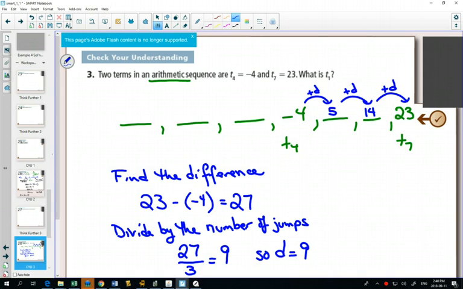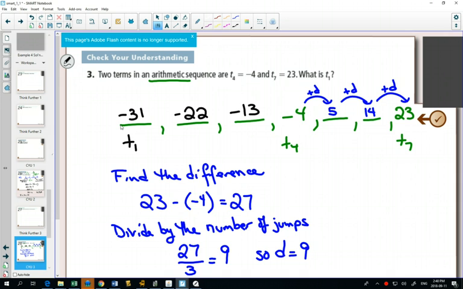How would I find term 1 if I wanted to go backwards? What do you think this one's going to be? Negative 13. What did you do? Subtracted 9. If you did that again, subtracted, 22. If you did that again, subtracted 9, negative 31. So that works as well. You could use your jumps and go backwards until you get to the point. Okay? A couple of things.